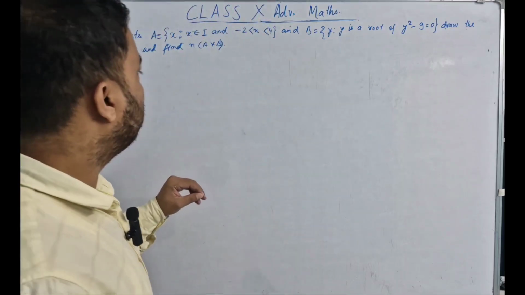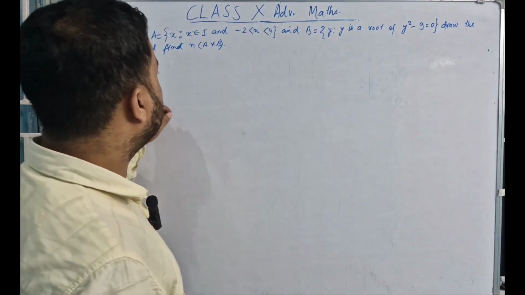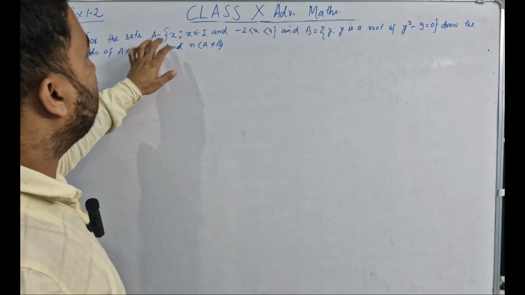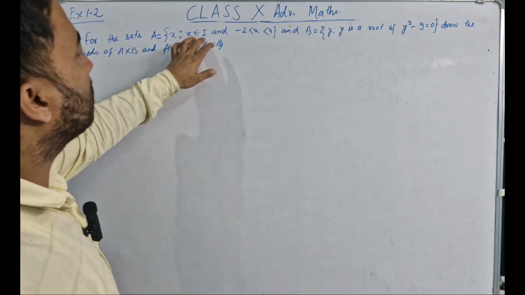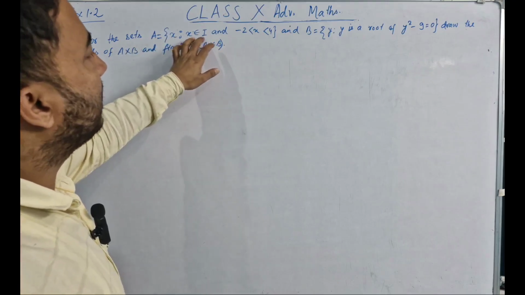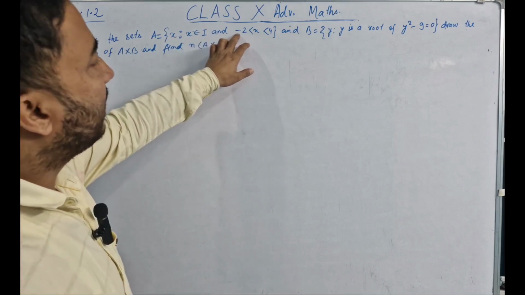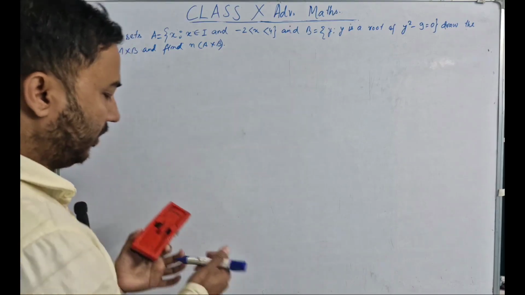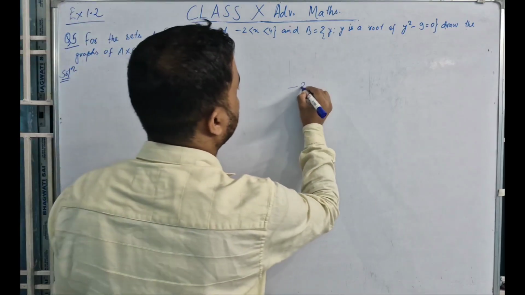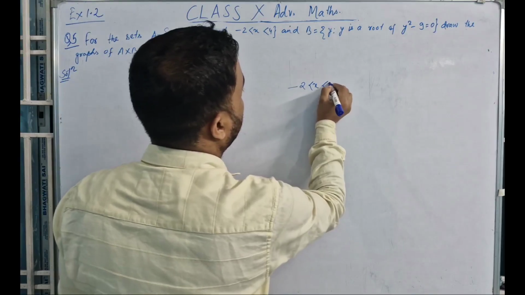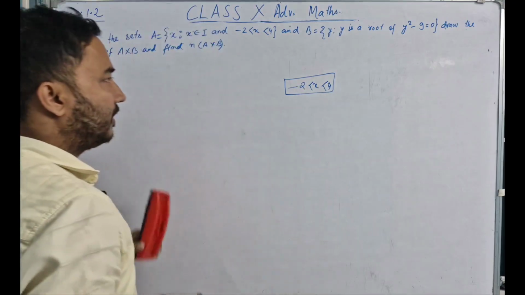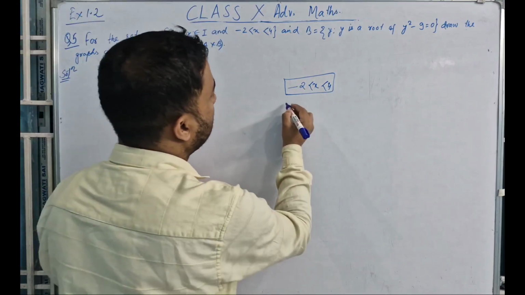You have already learnt about the set builder method, right? So A is a set. The element of the set A is X such that X belongs to I, the set of integers, and -2 is less than X less than 4. This is the condition. This is the interval. We have learned it in class 9. If this is the set, then what are the elements of this set?